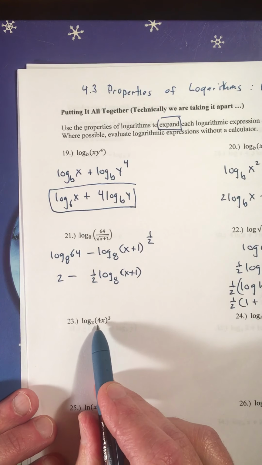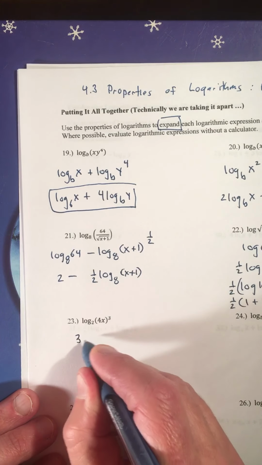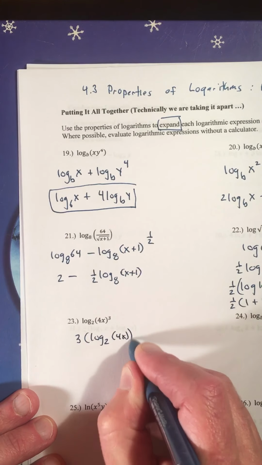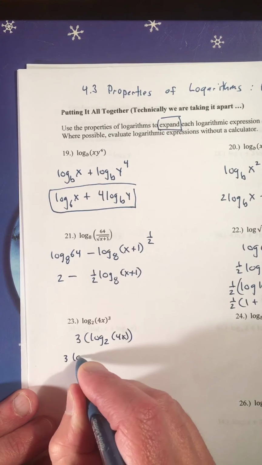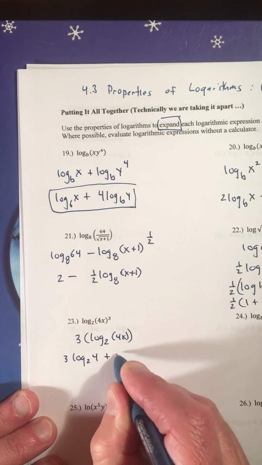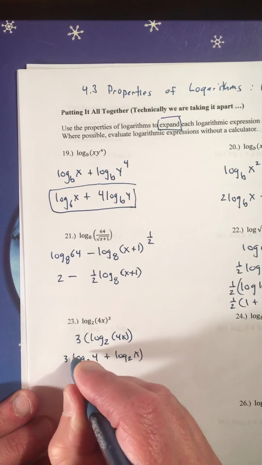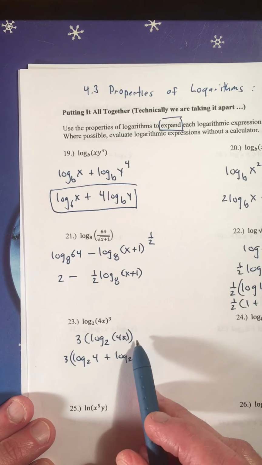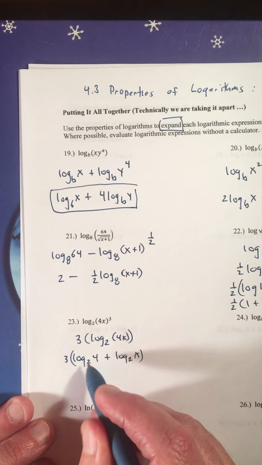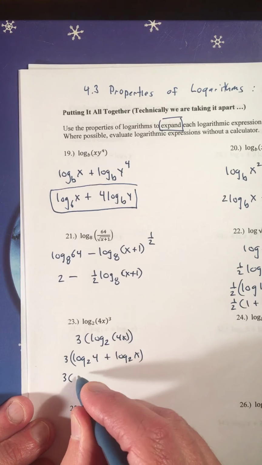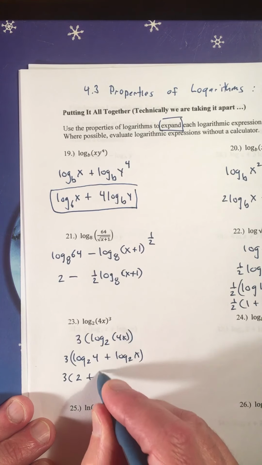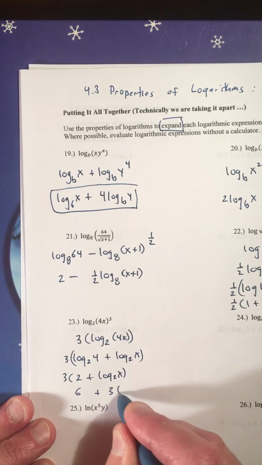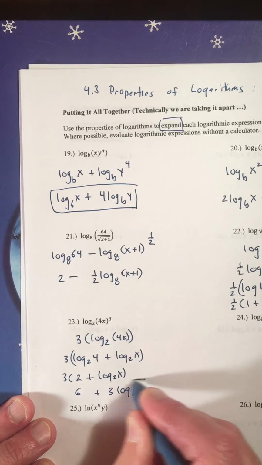Over here, log base 2 of 4x to the third. We have 3 times a parenthesis, log of 2 times 4x. 3 times log base 2 of 4 plus log base 2 of x. Okay, the 3 is out front. You have to distribute it to both parts. 2 to what power gives me 4? This is 3 times, 2 to what power is 4? That's 2, plus log base 2 of x. This ends up being 6 plus 3 log base 2 of x.